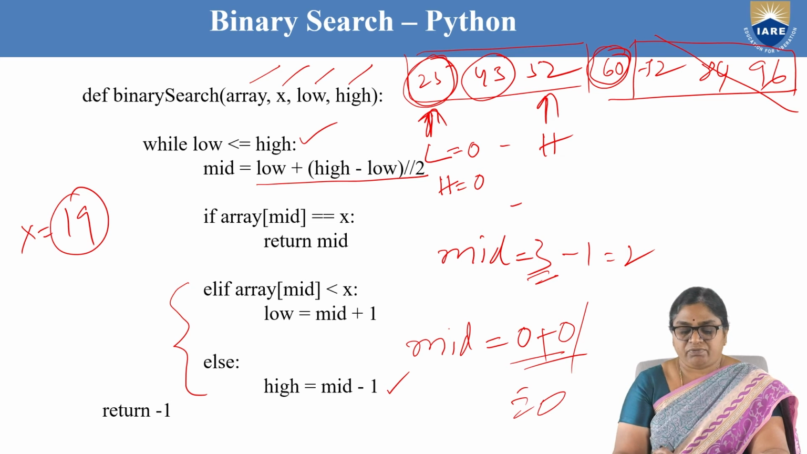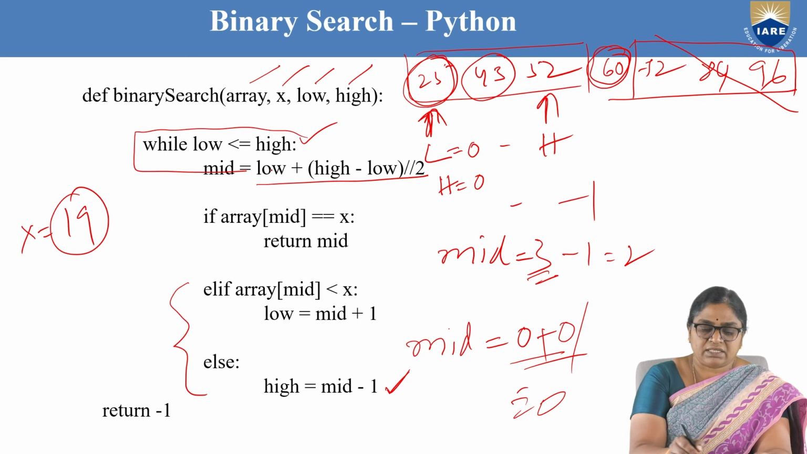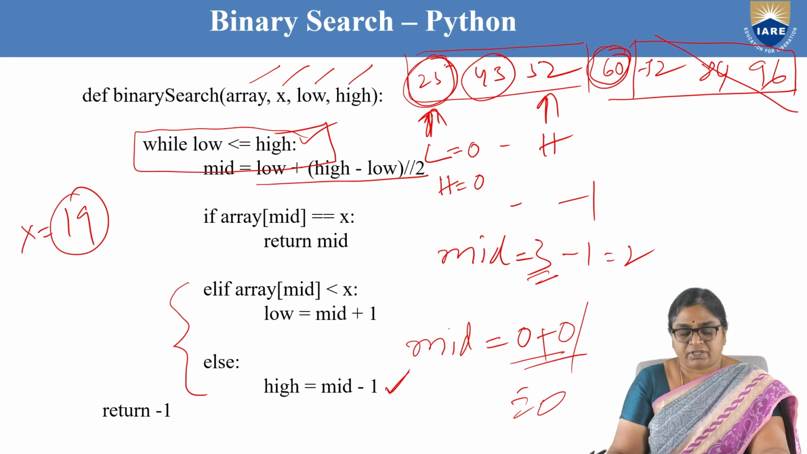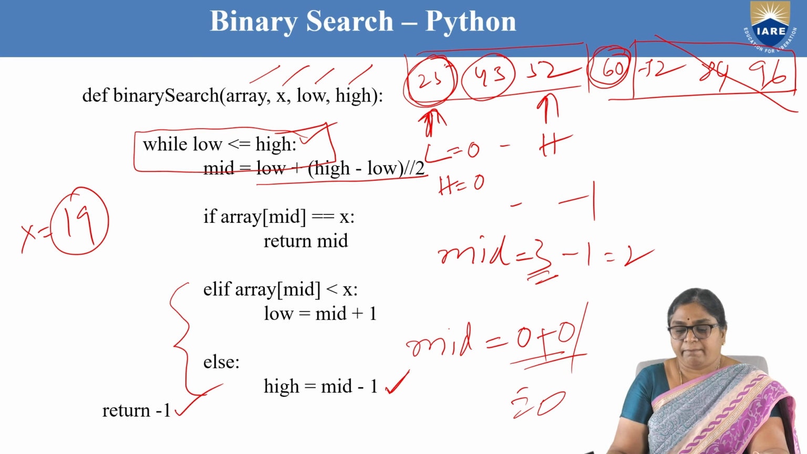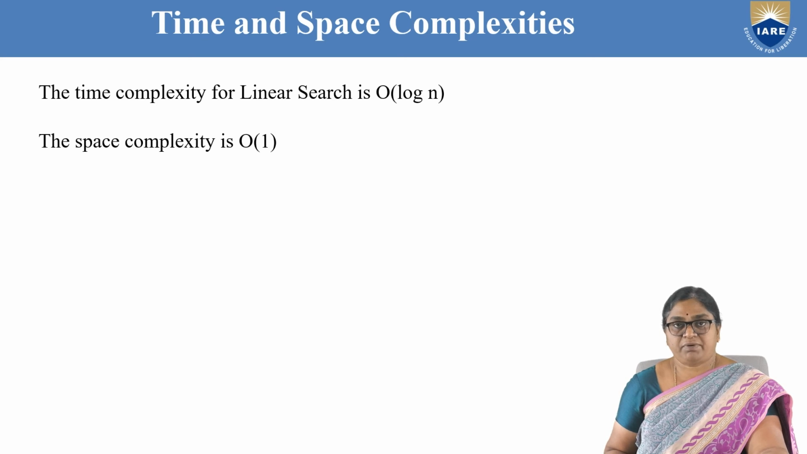So once again it will try to reduce, because here also the A of mid is greater than the key element. It will try to reduce the high value only. So the high value will become minus 1, which is less than the low value. So automatically we exhaust the while loop, because here high becomes less than low. At that position, we exhaust the while loop and this function returns minus 1, because 19 is not present in the list. So next is time and space complexities for binary search.